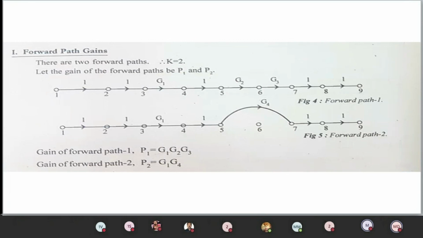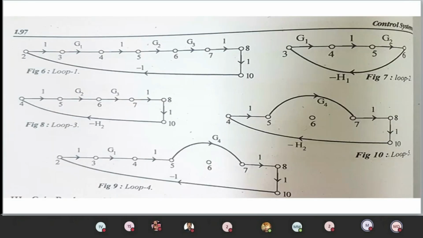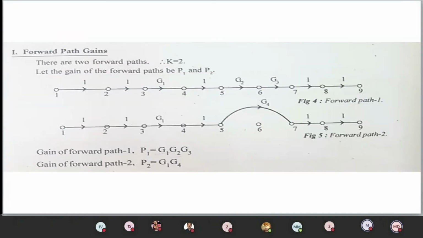You have 2 forward paths. Okay, so what are the forward paths? 1 to 2, 2 to 3, 3 to 4, 4 to 5, 5 to 6, 6 to 7, 7 to 8, 8 to 9. The forward path gain is G1, G2, G3. 1 to 2, 2 to 3, 3 to 4, 4 to 5, 5 to 7, 7 to 8, 8 to 9. G1, G4, this is forward path gain 2. Okay. So Pk del k is P1 del 1 plus P2 del 2.